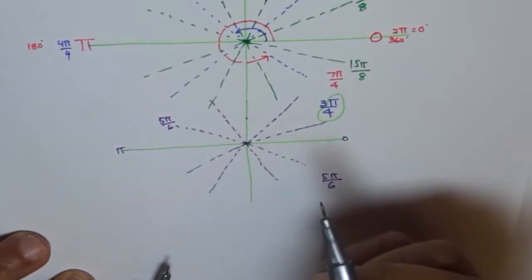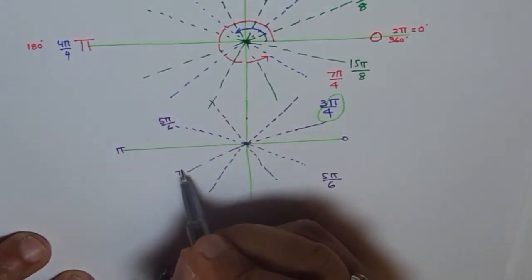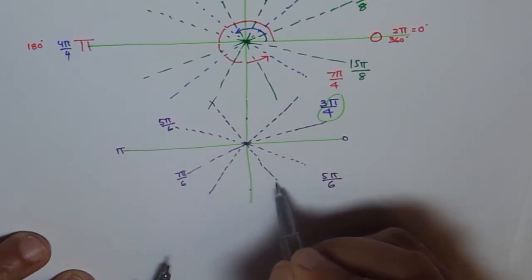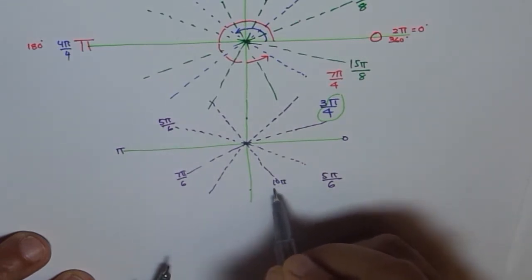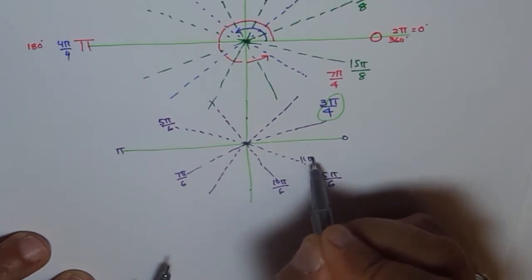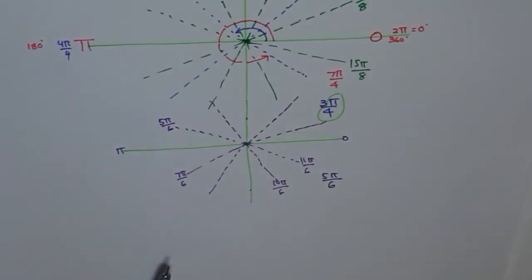Do you see that? 6 pi by 6 means pi. This is 7 pi by 6, correct? 8 pi by 6, 9 pi by 6, 10 pi by 6. Total should be 12, and this is 11 pi by 6. So we got sixth of a pi, correct?